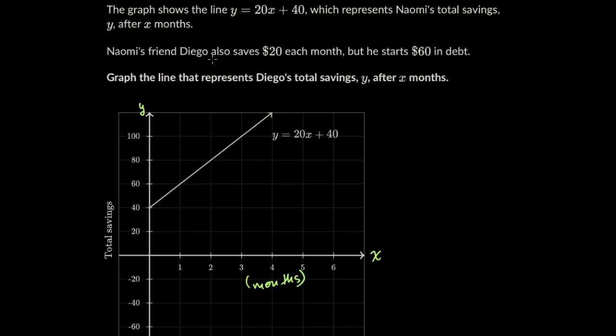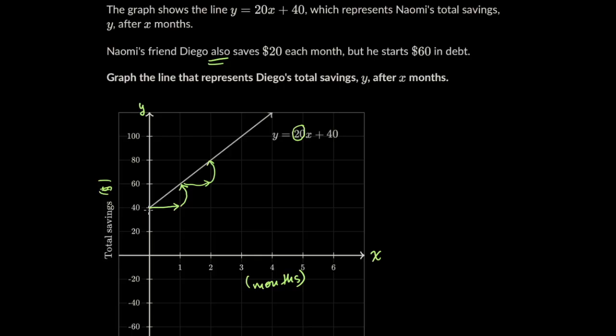It's interesting they say also saves $20 each month, and we can see that that is how much Naomi is saving. Every month that goes by, she is saving an extra $20, and I'm assuming that this right over here is in dollars. That's my attempt to draw a sideways dollar sign. One month goes by, savings goes up by $20. Another month goes by, savings goes up by $20. And we can see that right over here. 20 is indeed the slope.